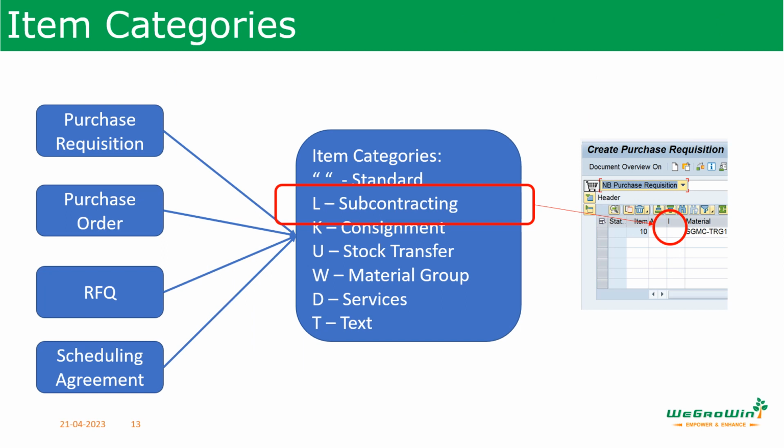For the subcontracting process, item category L has to be selected in all the documents like purchase requisitions and purchase orders if they are manually created. When proper master data is maintained, this item category will be selected by the system when the purchase requisition is created by the system through MRP run.